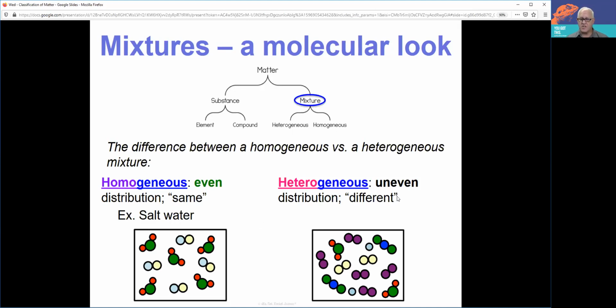That heterogeneous mixture is an uneven distribution. So all of the items in that mixture are different, and there are different amounts of them in there. They're not evenly distributed. So homogeneous equals even distribution, heterogeneous, uneven distribution.